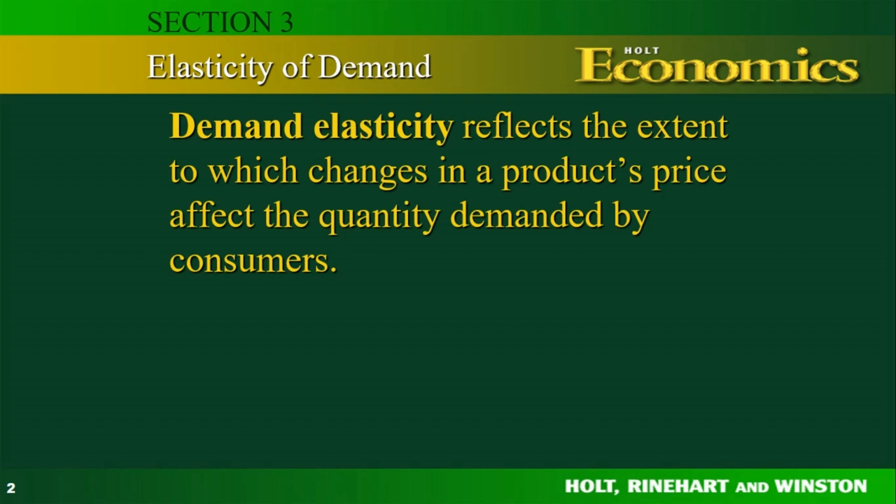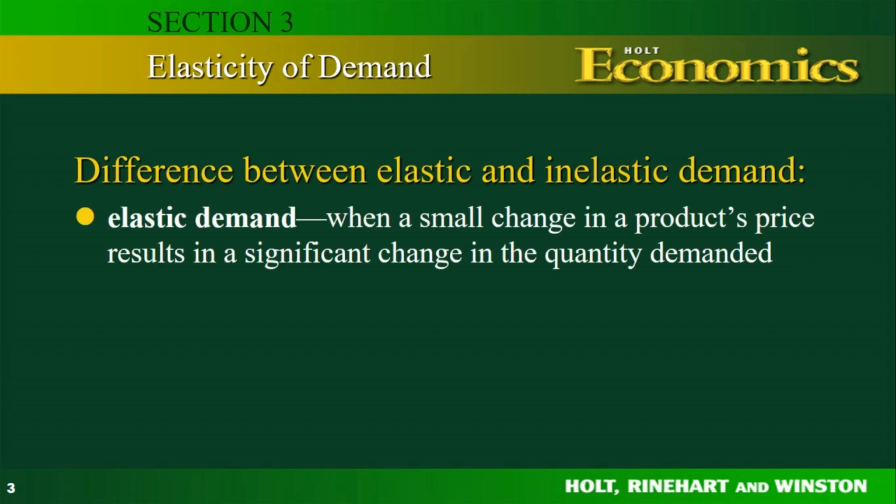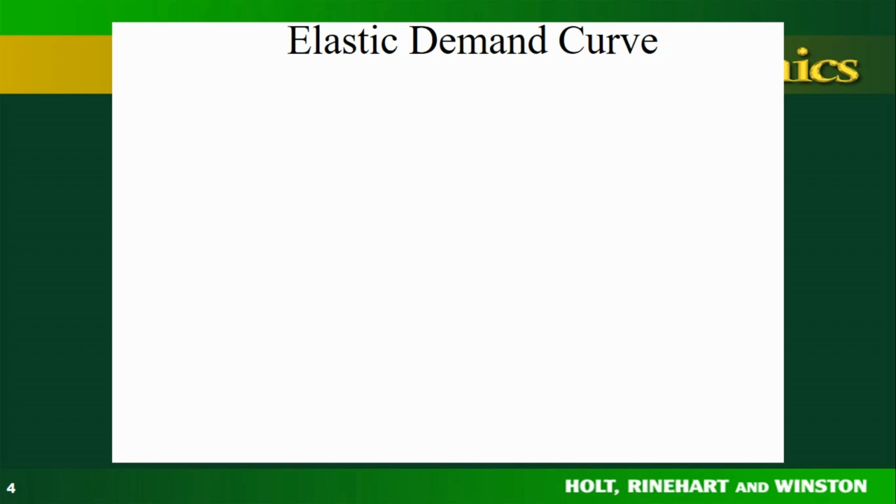So there are two types of elasticity of demand. There's inelastic demand and there is elastic demand. An elastic demand curve is when a small change in a product's price causes a huge change in the quantity demanded. So just changing the price a tiny little bit is really going to affect how much people want to buy of that product. Here's what an elastic demand curve looks like.